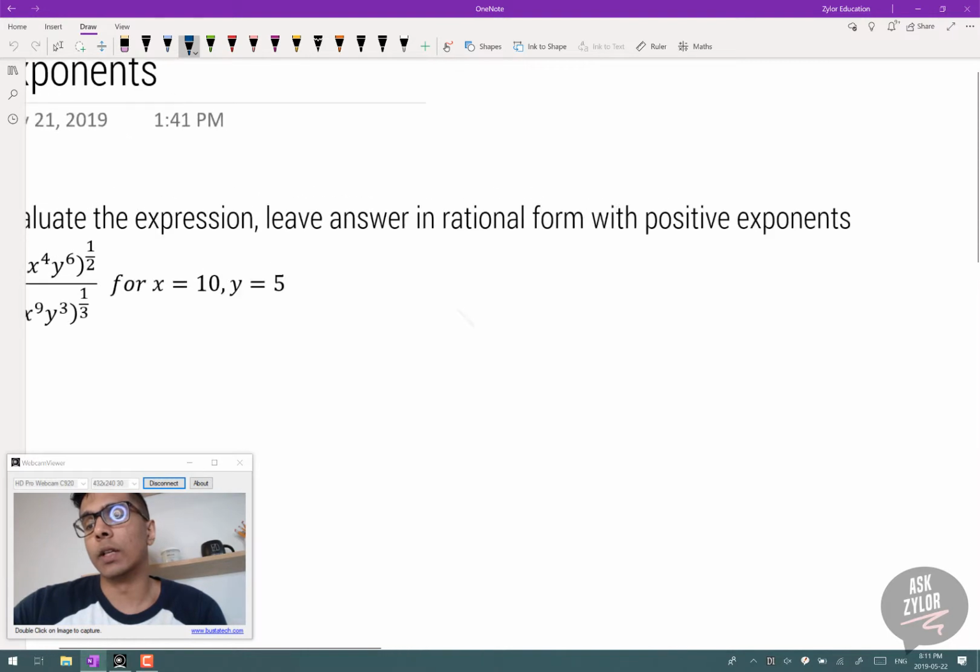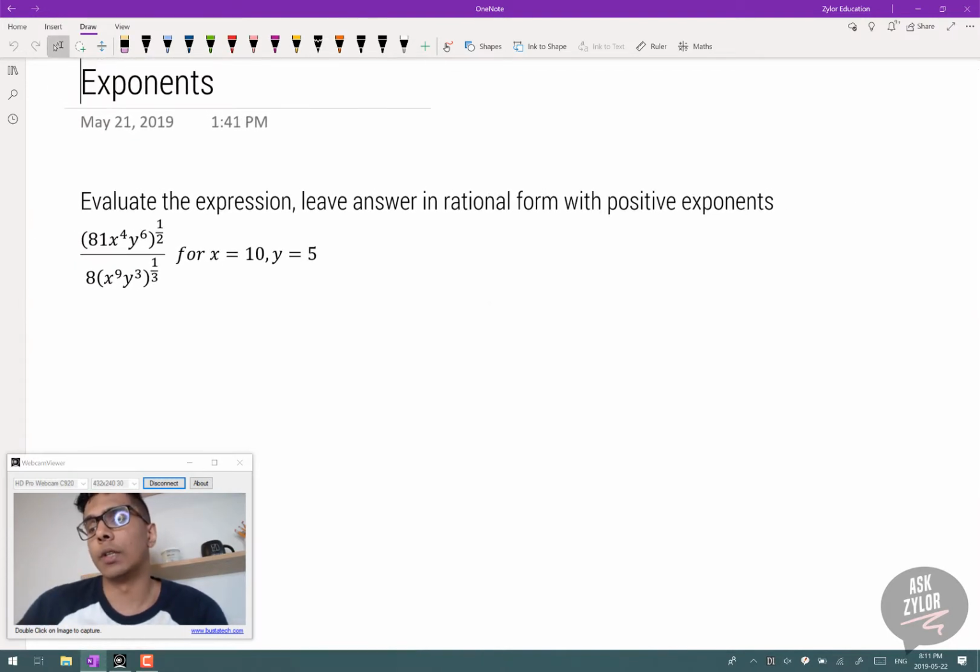So this is dealing with exponents. We're asked to evaluate the expression, leave the answer in rational form with positive exponents. So we have to simplify this expression and then plug in the values afterwards, right? Simplify the expression until we end up with positive exponents.